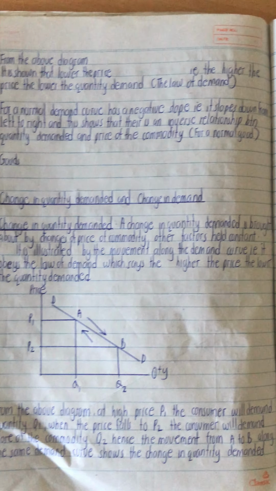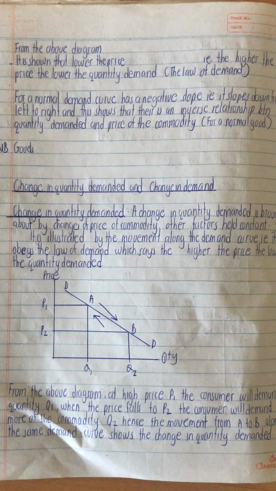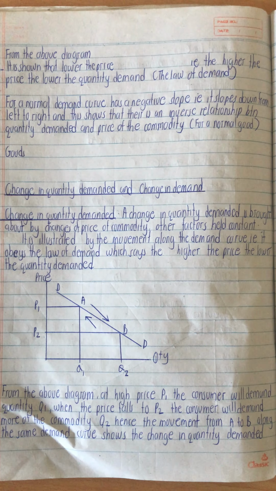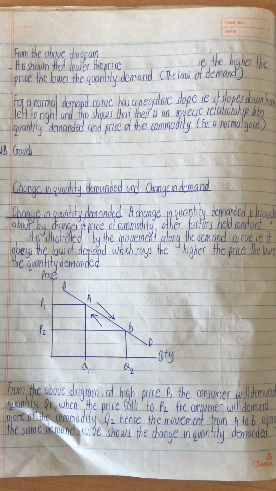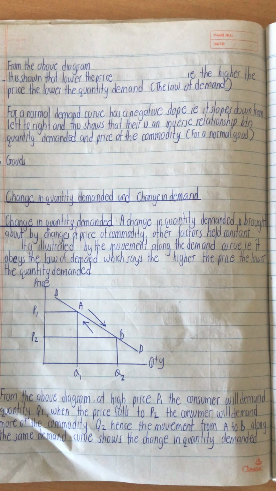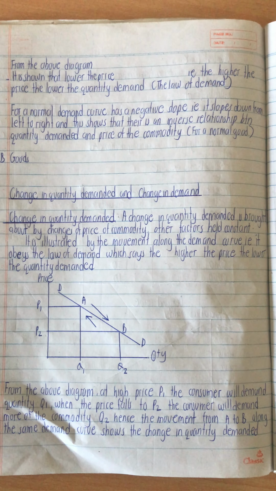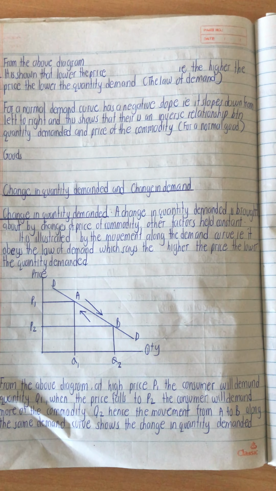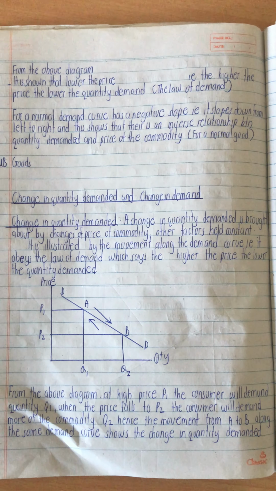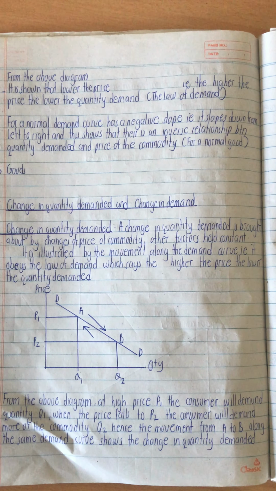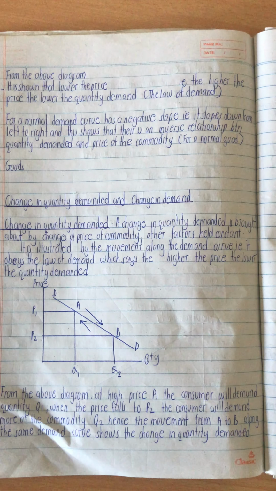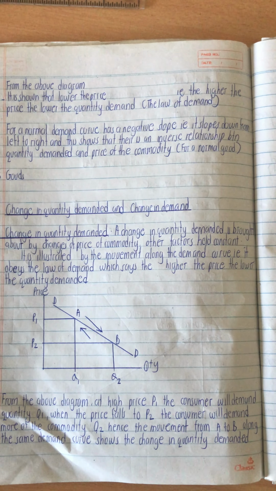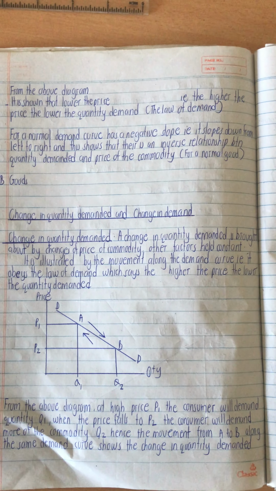We go to another subtopic. This is change in quantity demanded and change in demand. We are going to first begin with change in quantity demanded. A change in quantity demanded is brought about by a change in the price of the commodity, other factors held constant. It is illustrated by the movement along the demand curve, i.e., it obeys the law of demand, which says the higher the price, the lower the quantity demanded.